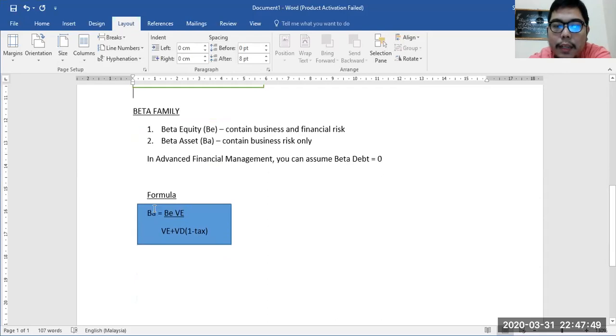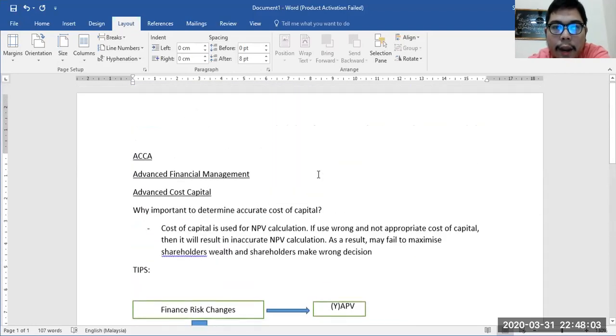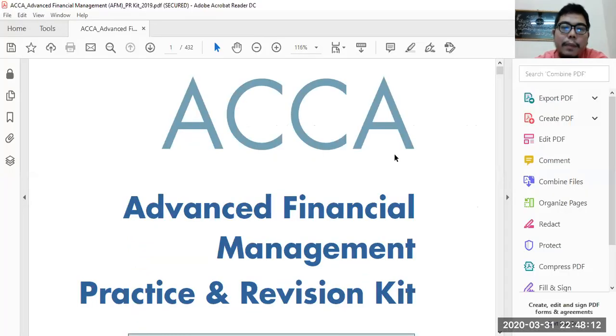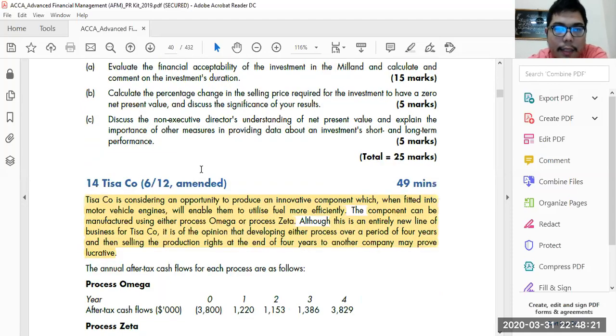So the formula here is beta asset equals beta equity times value of equity over value of equity plus value of debt times 1 minus tax, plus beta debt times value of debt over value of equity plus value of debt times 1 minus tax. Let's do some questions to show you. I will use the BPP Advanced Financial Management Practice Revision Kit. Let's discuss TISA.